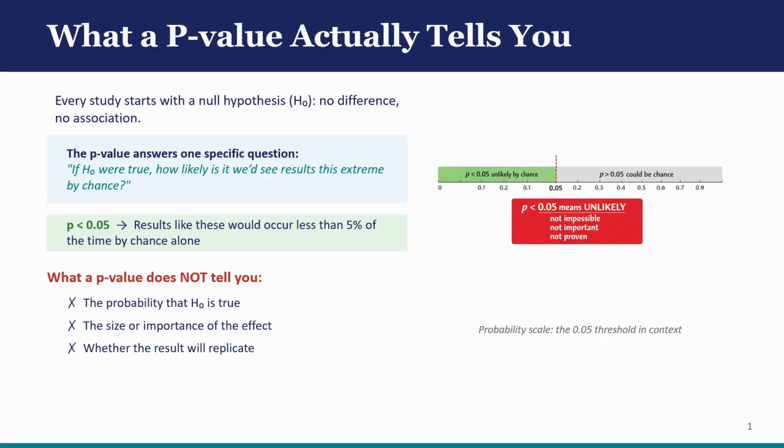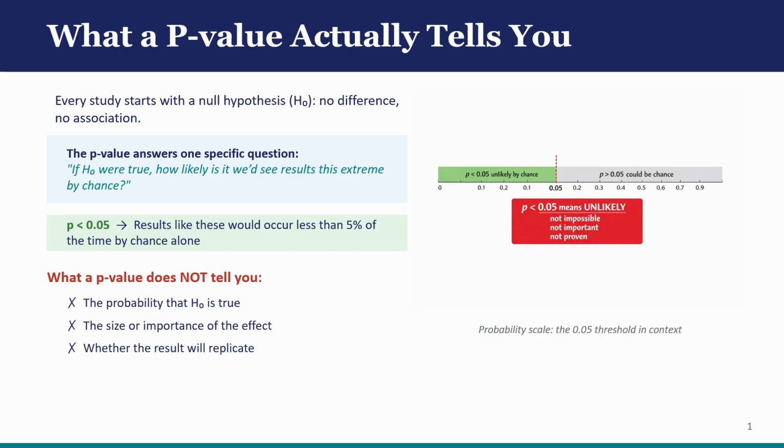Here's the precise definition. If there were truly no effect, the probability of seeing results at least as extreme as ours, purely by chance, is X%. It's a probability about your data, not about your hypothesis. It does not tell you whether the treatment works. It does tell you how surprising your data would be in a world where it didn't.